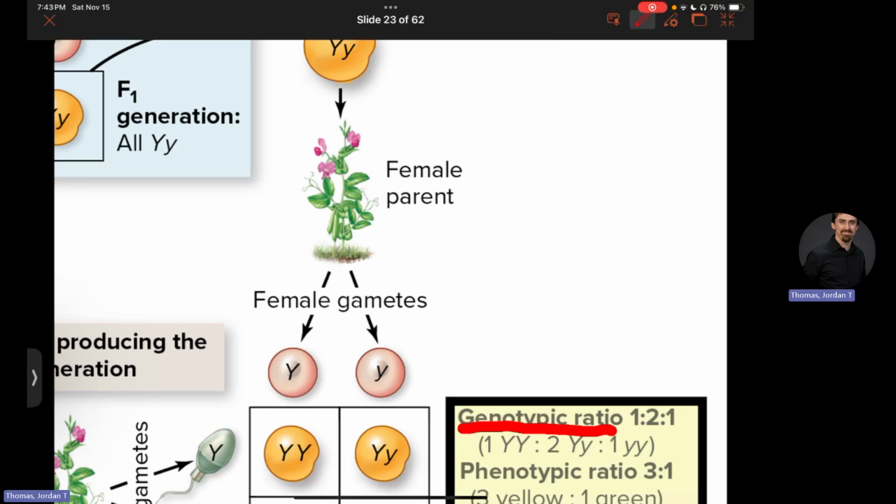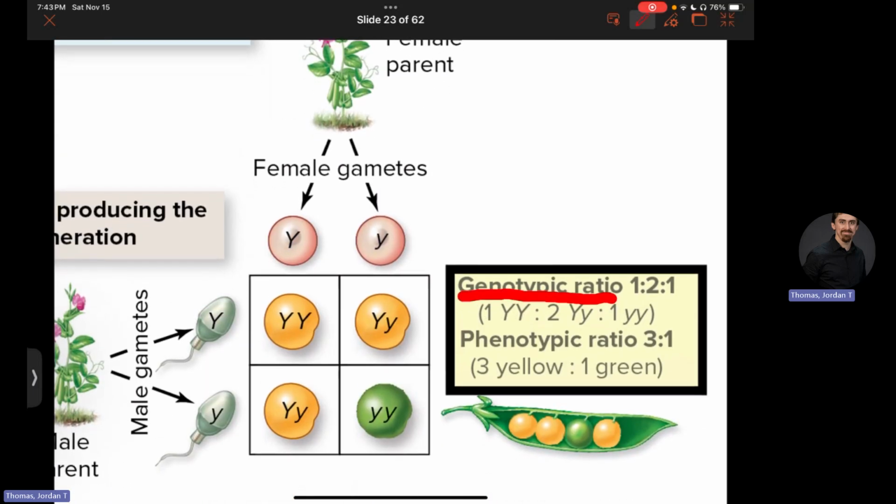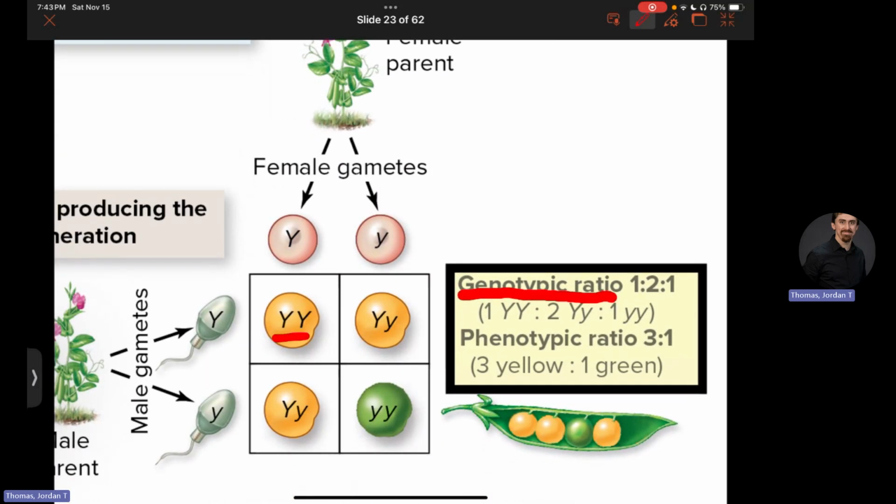Based off the Punnett square, we get one YY, one dominant big Y big Y, two big Y little y's, and one little y little y. So that's how we can do the genotype ratios. Doing homozygous dominant, we get one. Heterozygous, we get two. And homozygous recessive, we get one. So it's a 2 to 1 to 2. Sorry, a 1 to 2 to 1 ratio.